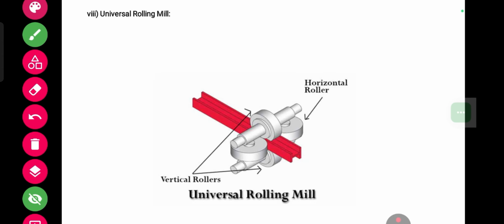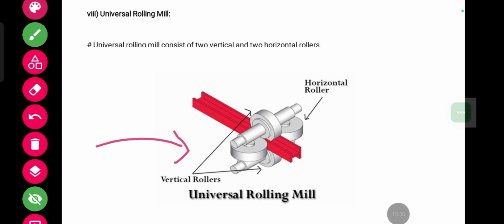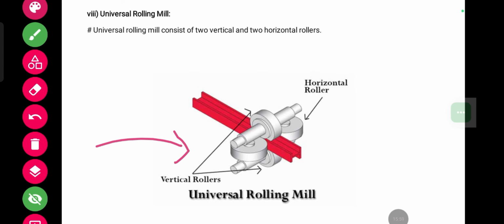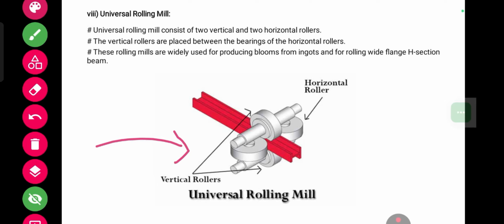Now the last rolling mill is universal rolling mill. Here you can see the diagram of the universal rolling mill. Universal rolling mill consists of two vertical and two horizontal rollers. The vertical rollers are placed between the bearings of the horizontal rollers. These rolling mills are widely used for producing blooms from ingots and rolling wide flange edge section beam.